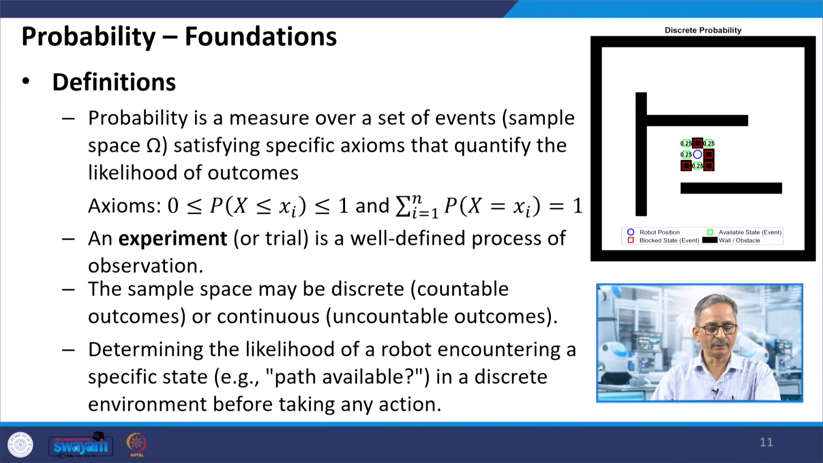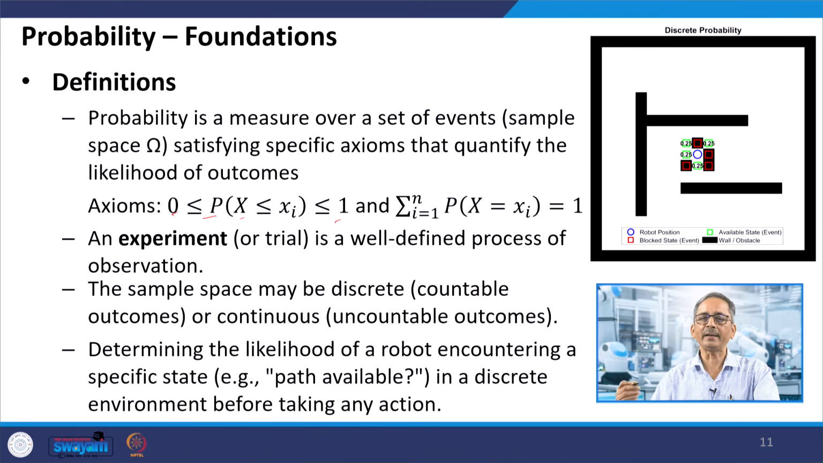So, let us have a look at the definition. This probability, as you know, is a measure over a set of events, satisfying specific axioms that quantify the likelihood of an outcome. These axioms are that the probability of an event x being less than or equal to xi is always going to lie between 0 and 1, and the sum of the probabilities of x being xi is going to be equal to 1.